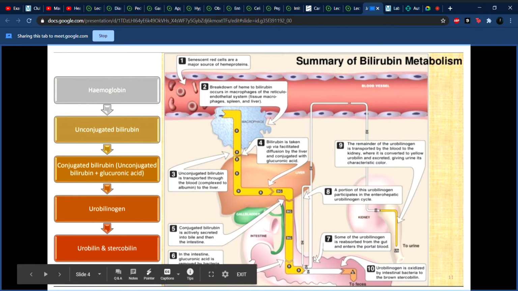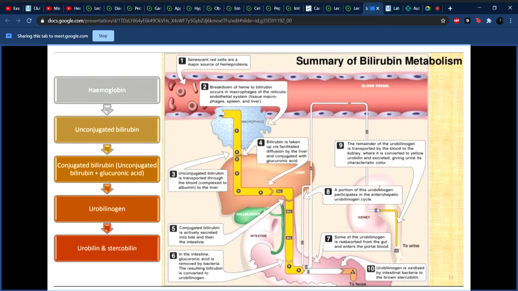Some of the urobilinogen, however, will be absorbed through the enterohepatic circulation and then enter via the portal vein and recirculate into the liver. Some of the urobilinogen, however, will be transported by the blood into the kidney and give the urine its yellow color.